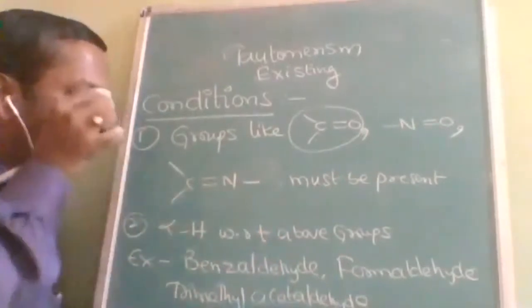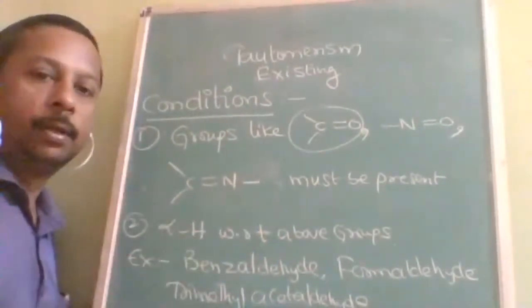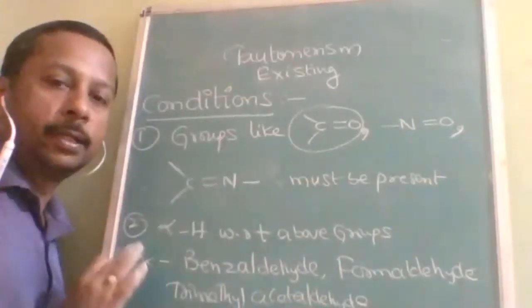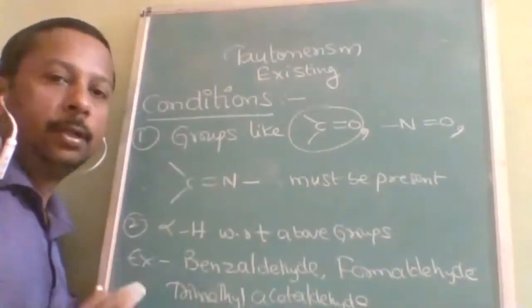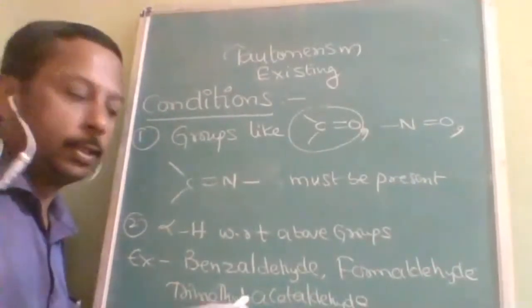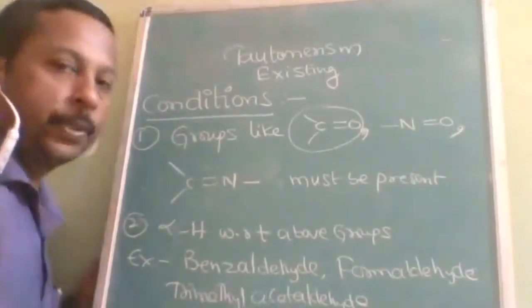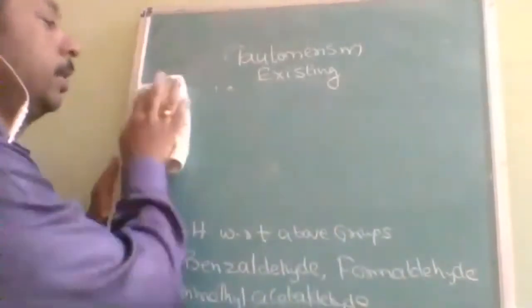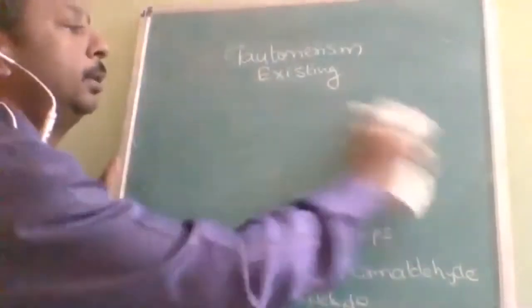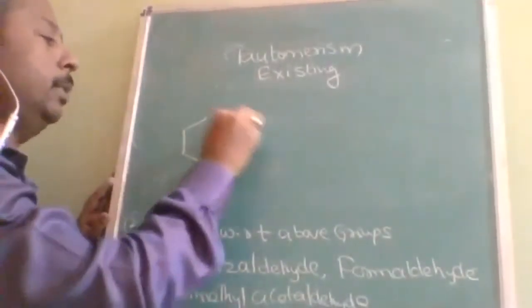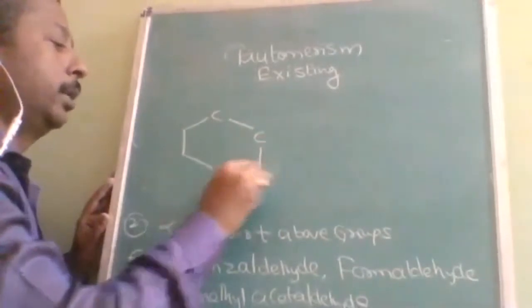Alpha hydrogen must be available. Without alpha hydrogen, even though these groups are present, they will not show tautomerism. Examples like benzaldehyde. I will tell you these groups are present, but still they will not show the tautomerism. Like benzaldehyde means like this structure, everybody can draw.